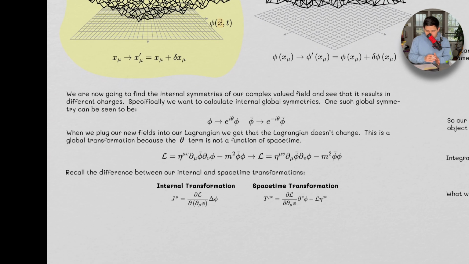Okay, so we're going to find internal symmetries of our complex valued field, and we'll see that this results in different charges, okay? Specifically, we want to calculate internal global symmetries, okay? One such global symmetry can be seen to look like this. We start off with our original field, and then we rotate it or shift it by e to the i theta. Theta is the degree to which we're shifting that field or rotating that field, okay? And if we do that to this, we have to do that to our conjugate field as well, and we have to apply the complex conjugate as well.